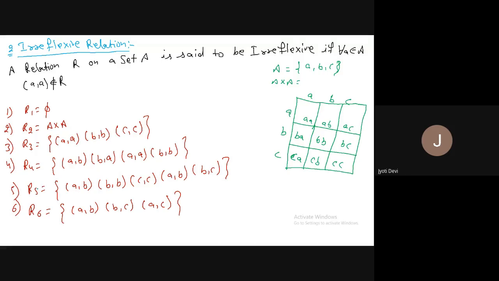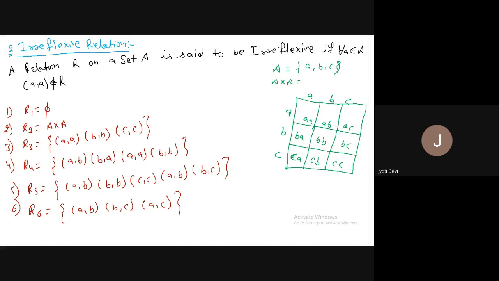Irreflexive and reflexive, what do you understand by the name? Okay, I will give you a hint. Reflexive and irreflexive relations, we can call them sworn enemies. They are opposite to each other. Then what do you understand, what is your idea? Ma'am, so diagonal elements should not be present. Yeah, exactly.